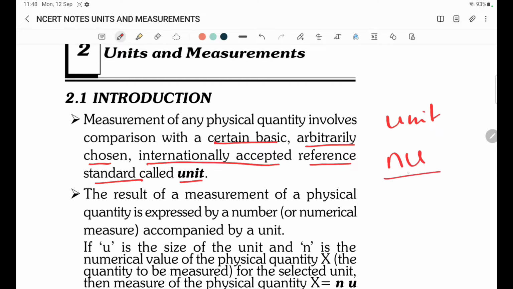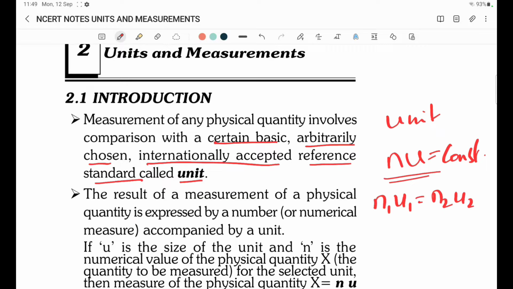So any result of any measurement of a physical quantity can be expressed as a numerical value and unit, nu. Suppose you are taking 1 kg of some physical quantity; if you change the units, the quantity will not change. So nu is equal to constant. In that way you can consider n1 u1 is equal to n2 u2.